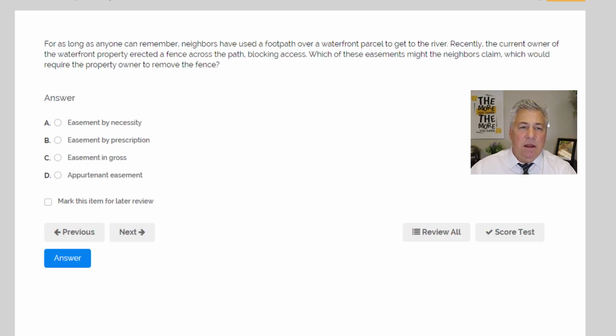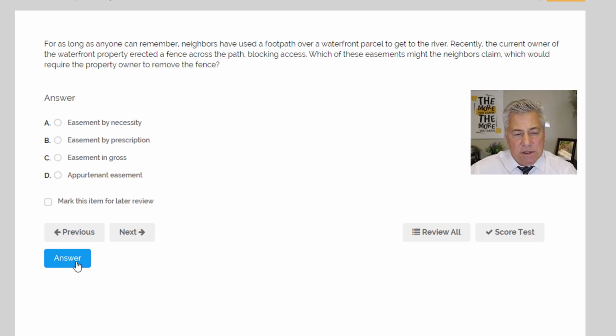Question number 16. For as long as anyone can remember, neighbors have used a footpath over a waterfront parcel to get to the river. Recently, the current owner of the waterfront property erected a fence across the path, blocking access. Which of these easements might the neighbors claim, which could require the property owner to remove the fence? Answer A, easement by necessity. B, easement by prescription. C, easement in gross. Or D, appurtenant easement.